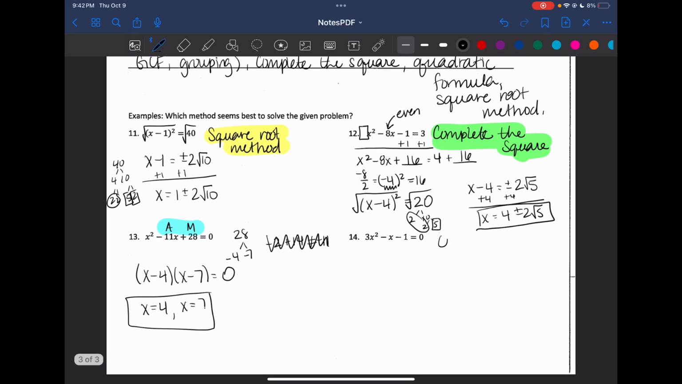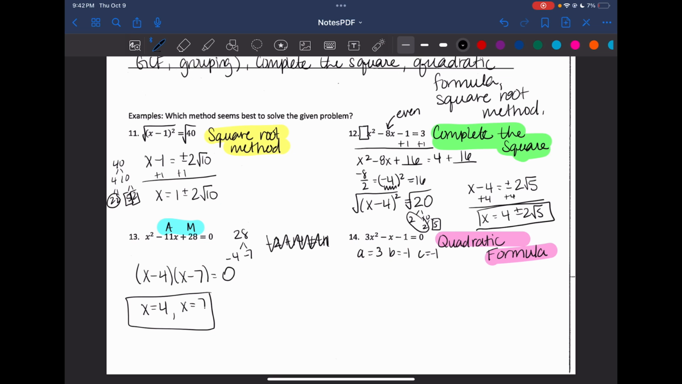So anytime that you have a number in front, quadratic, go ahead and use the quadratic formula. It might take you some time to do it, but it is going to work, especially when you have a number out front and you cannot divide. So the first thing in the quadratic formula that we're going to have to do is know what our A, B, and C terms are equal to. So we have 3, -1, and -1.